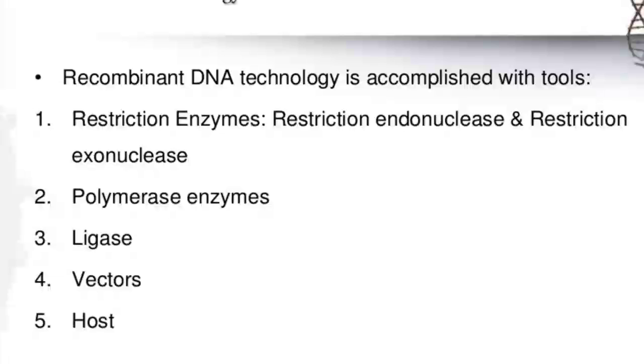Second tool is the polymerase enzyme, responsible for the polymerase reactions. Third is the ligase enzyme, responsible to join the cut pieces of the desirable DNA. The vector is used as a vehicle for joining this desired piece, and the host cell is used for replication, making so many copies of the desirable genes or the genetic products.